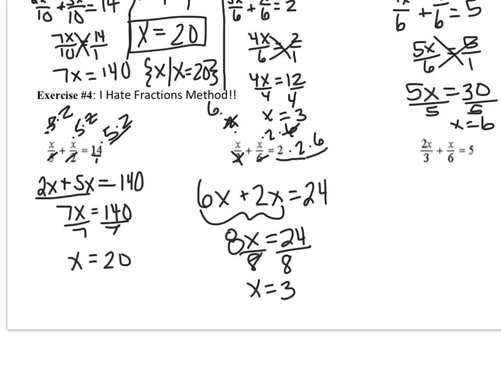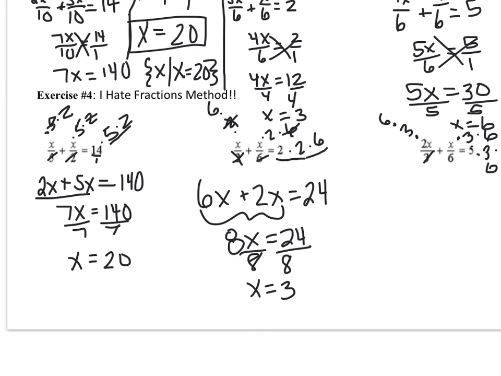On this last one, I apologize there's not a lot of room, but the denominators we want to get rid of are 3 and 6. So I'm going to multiply this term by 3 and by 6. I'm going to multiply this middle term by 3 and by 6. And even the 5 gets multiplied by 3 and by 6.